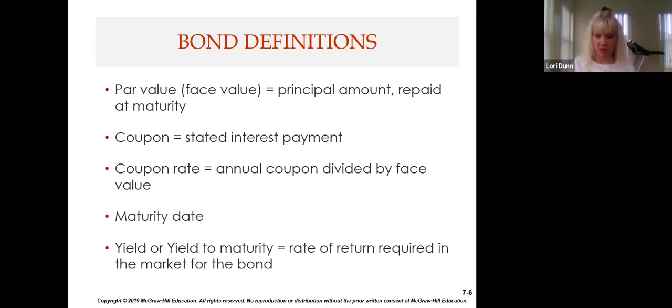Then we have the maturity date, and that's the day the bondholder will receive their money. And there's also, and you learned about this from the lecture, what we call the yield or yield to maturity. And we also refer to that as the market interest rate. So that's basically the interest rate that bonds will sell at. And that's what we use to determine the selling price of the bond.